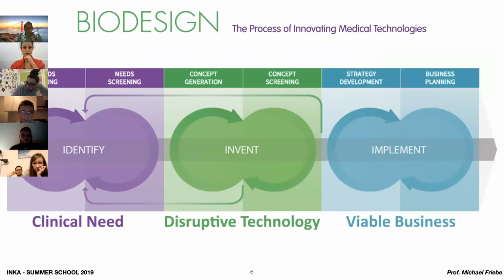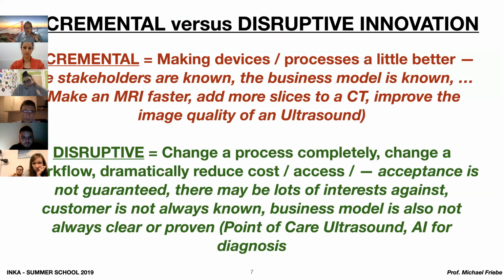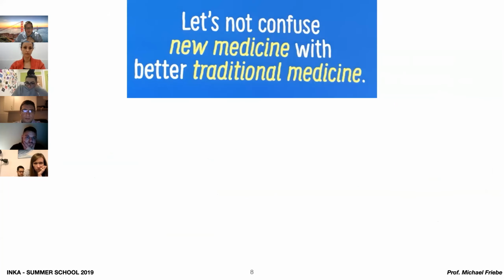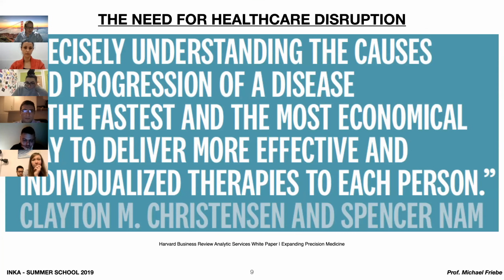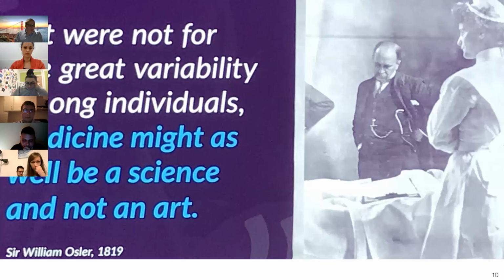Let me go back to the other ones here. So this one I showed you already, right? This one I showed you. This one I didn't show you, but I explained it. Okay. Then incremental and disruptive, I explained. So just have a feeling for what it is. I talked about the new medicine versus a better traditional medicine. This is a statement about individualized and personalized medicine and therapies. This is a cool statement, over 200 years old, from Sir William Osler about the interesting fact that not all humans are the same, but they're individuals, and therefore they need to be treated individually.